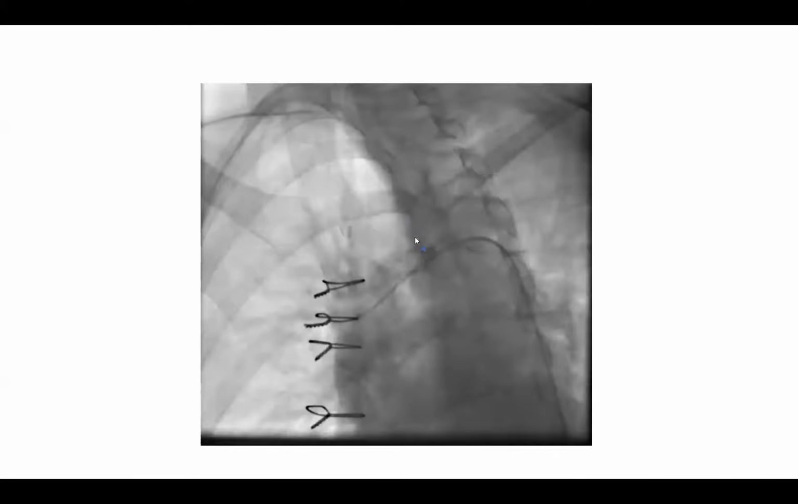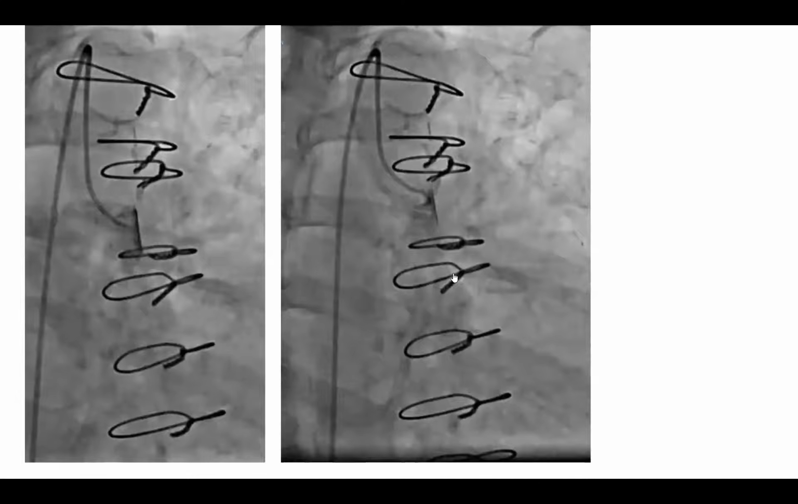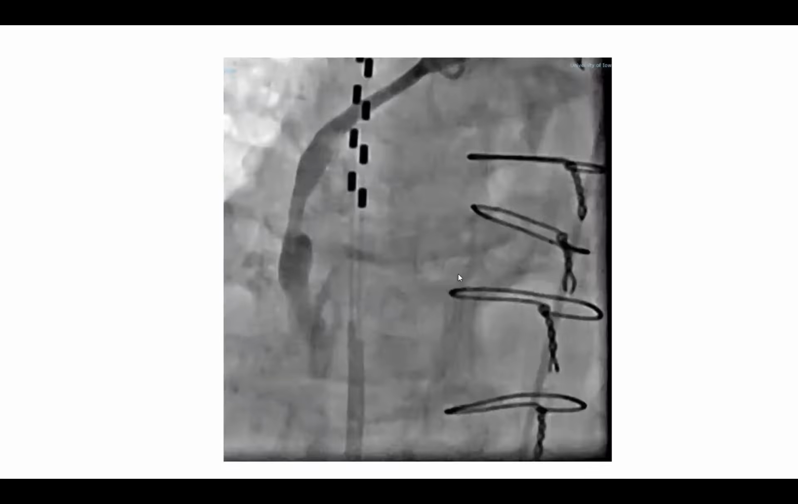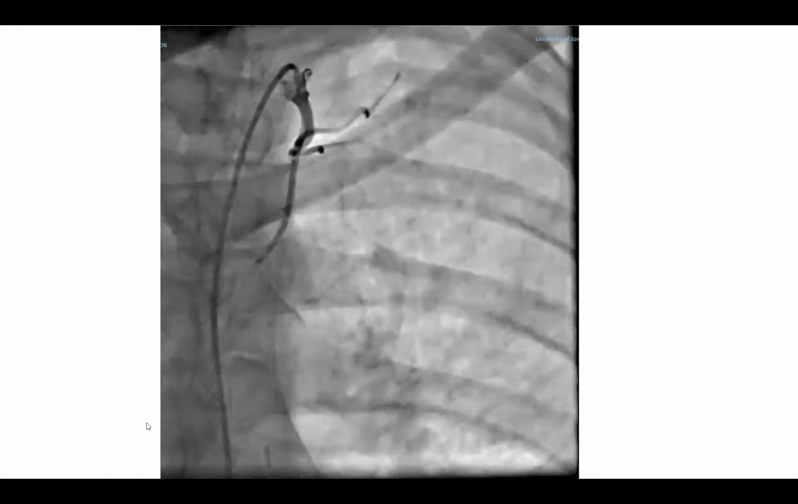Remember that view, remember it very well. Type 3 arch. In those cases you can do an ascending aortic angiogram to see where the subclavian is, rather than keep struggling with trying to engage it. In this patient, we did the LIMA, we engaged it.